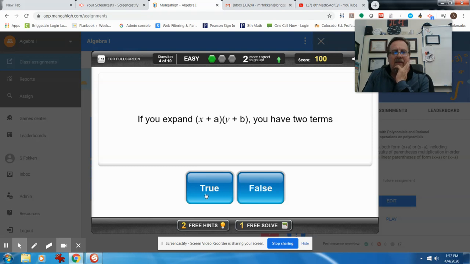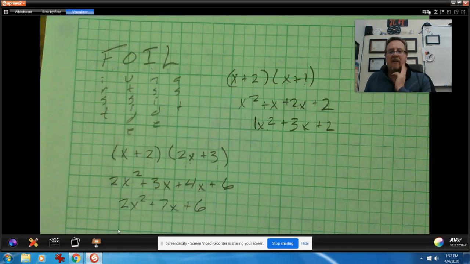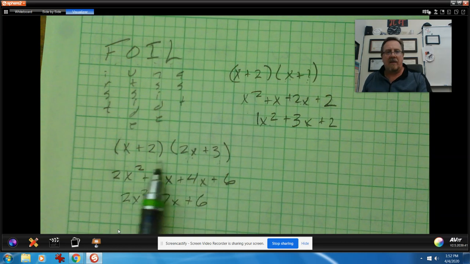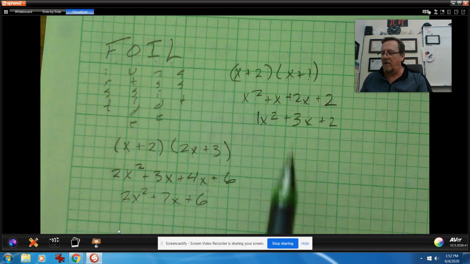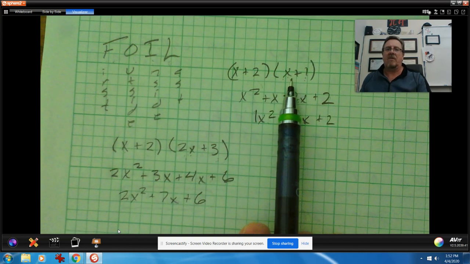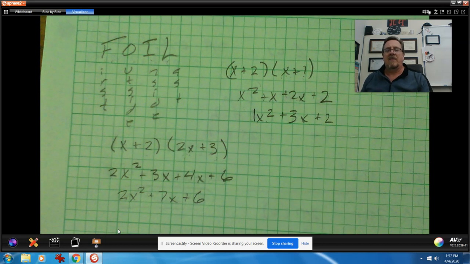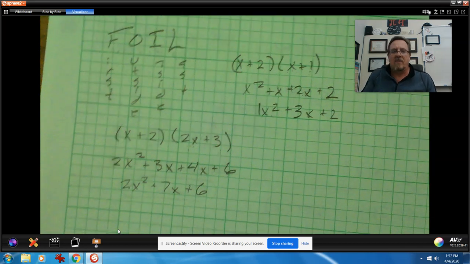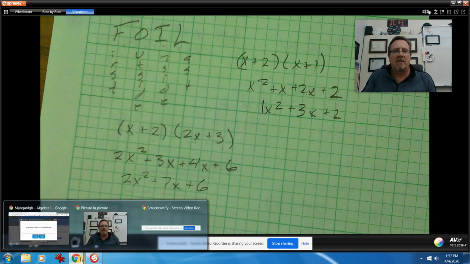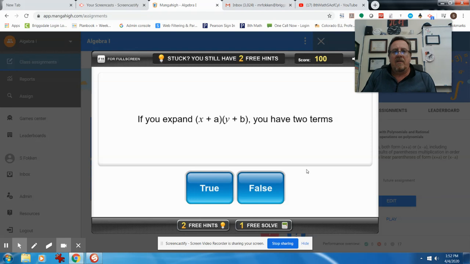Yay, that was right. If you expand x plus a times y plus b, you have 2 terms. Well, no, I don't think so. Let's go back and look at this. When we expanded these 2 binomials, we got a trinomial. That's 3 terms. So generally, when you multiply out or expand binomials, you're going to get 3 terms, not 2. So let's go back to our question. I'm going to get 2 terms? No, I think that's false.